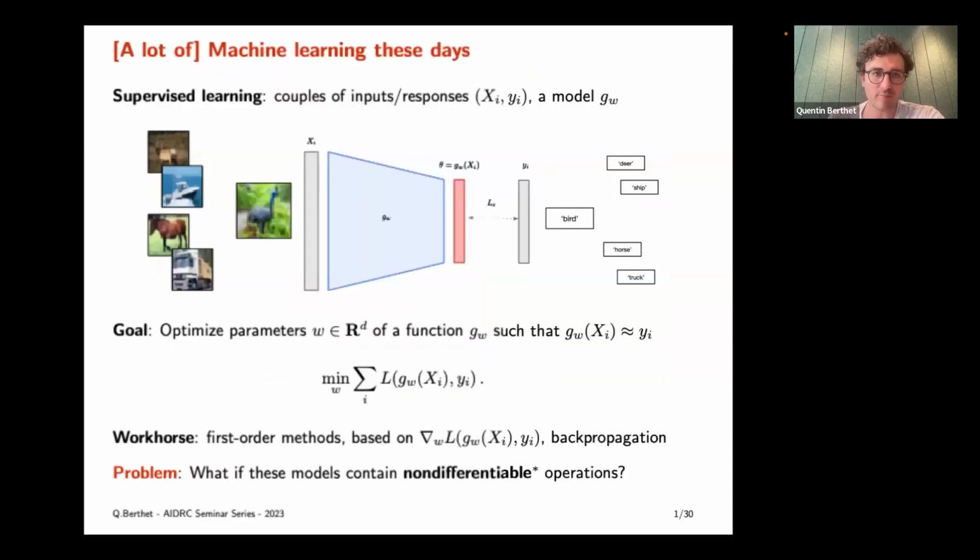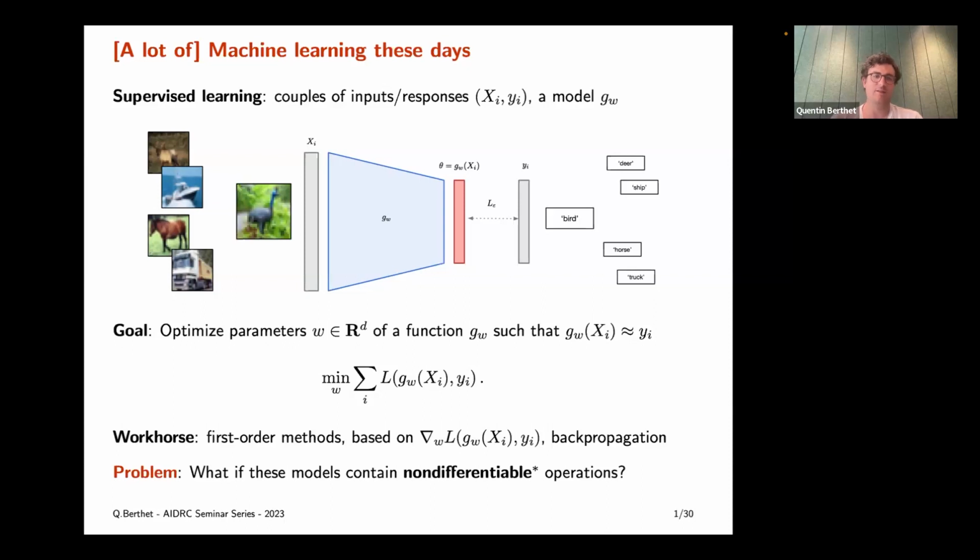The idea is that in a lot of machine learning these days, at least in a supervised setting, what you have are input-response pairs in a data set, and you have a parametric model, as an example a neural network with weights W, g_W. The goal is to have g_W(x_i) be close to y_i, at least on your data set, hoping that this will generalize well. Often this is done by minimizing a loss between these predictions and the ground truth. As an example, in classification, you have images and the ground truths are one-hot vectors, labels.